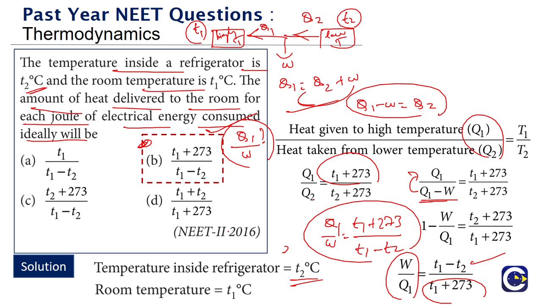The only thing in this question is, we know an ideal refrigerator will work as per the Carnot's efficiency principle. So Q1 by Q2 will be equal to capital T1 by T2. From there we are just getting the relation in terms of small t1 and small t2, and then finally getting Q1 by W, because here we are looking for the amount of heat delivered to the room for each joule of electrical energy consumed.